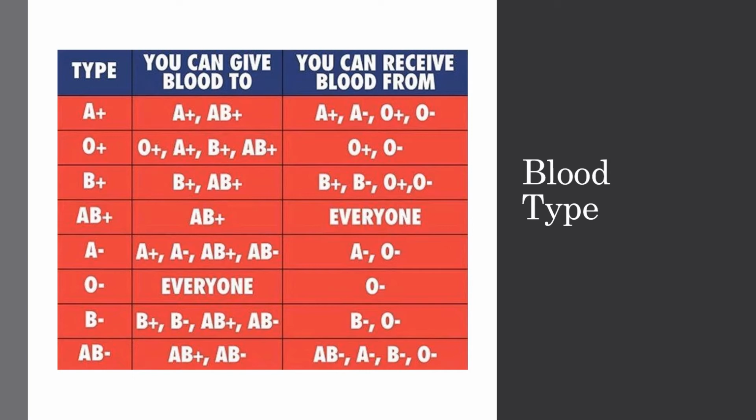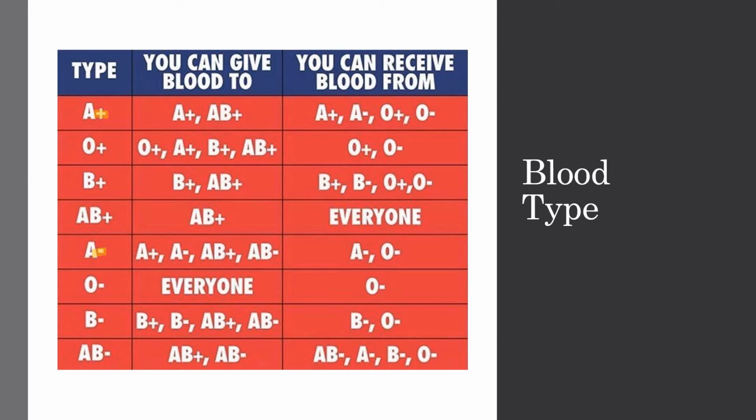Now the Rh factor is a little bit different, so this is what's denoted by this plus or minus after the letter. So that's going to be the Rh factor. If it's plus, then you have the Rh factor on the red blood cells, and if it's negative, then your red blood cells don't have the Rh factor.